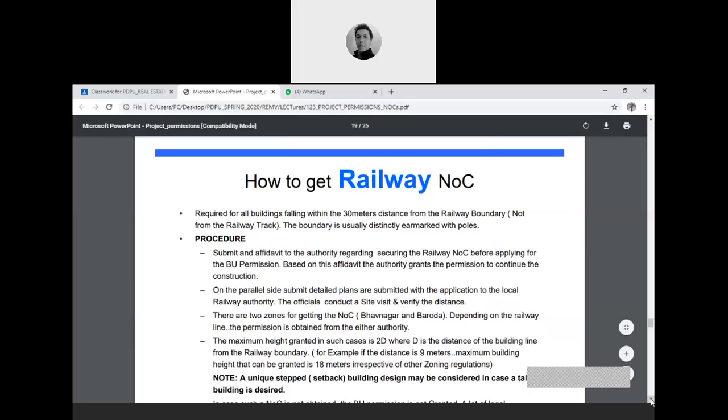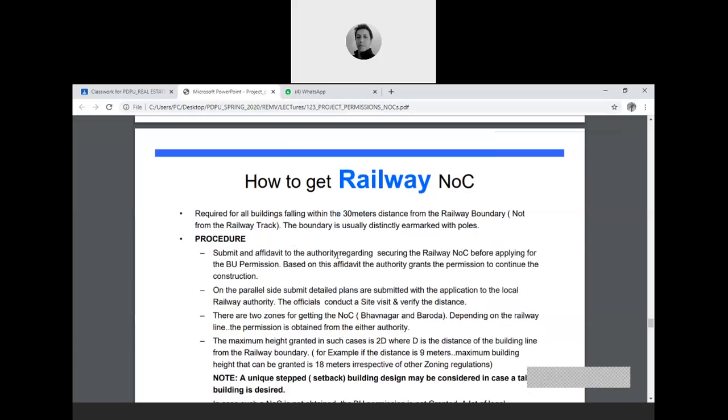Let's talk about railway NOC. It's required for buildings falling within the 30 meters distance from the railway boundary. Okay, not the railway track. So every railway track has a boundary. It's usually 12 meters on either side, 12 to 15 meters. And from that point, if your building is within 30 meters distance, then you need to get a railway NOC.